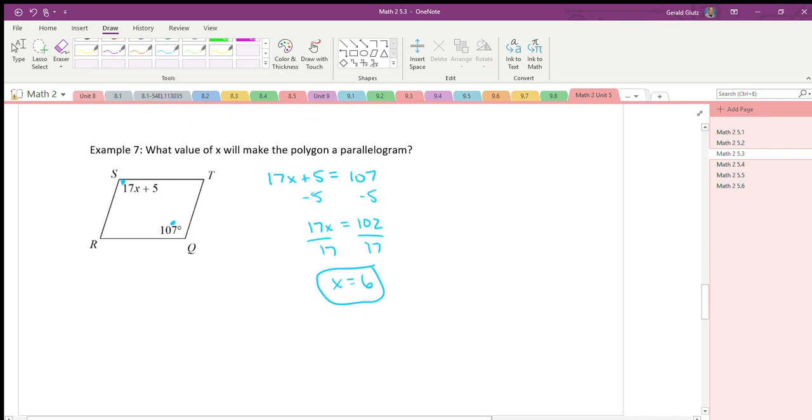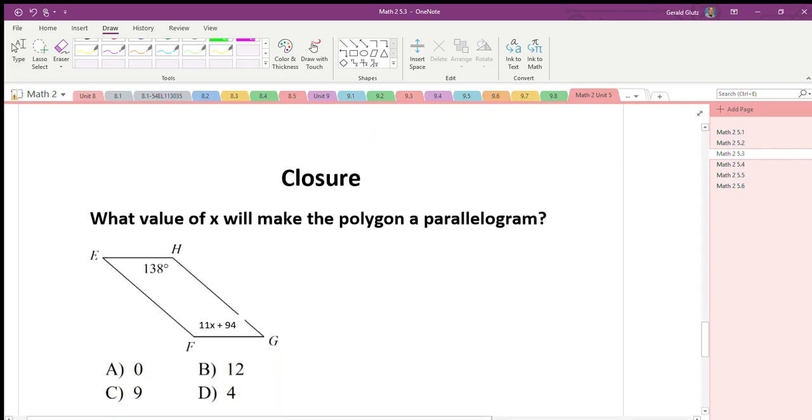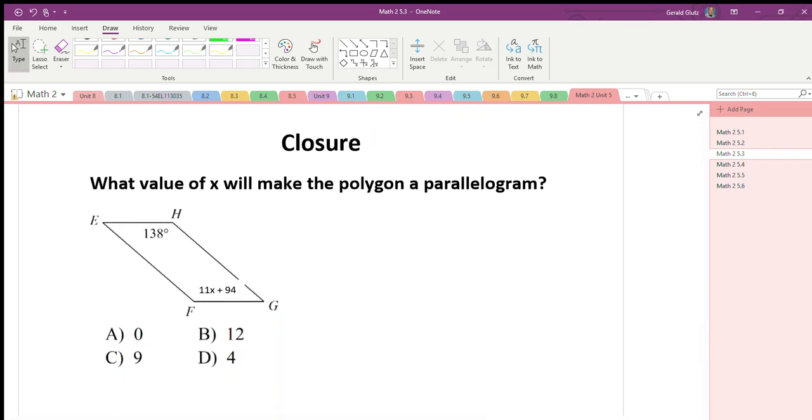And then just as a little quiz, what value of x will make the polygon a parallelogram? So go ahead and figure that out.